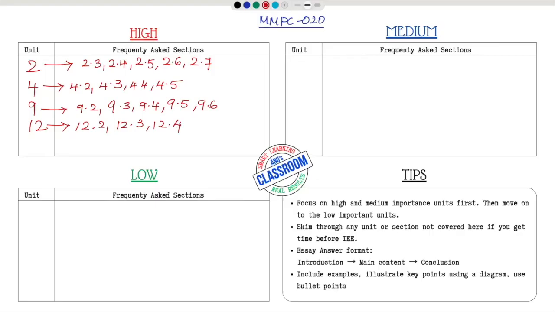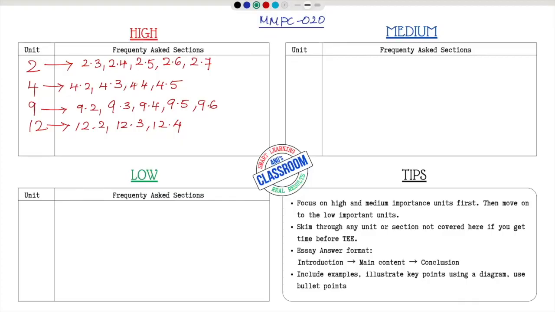The reason why I'm going one level down from units and telling you the important sections is not so that you simply study only this and go. This just means that when you study these units, give more importance to these sections than the other sections. It does not mean that you can skip the other sections of these units.